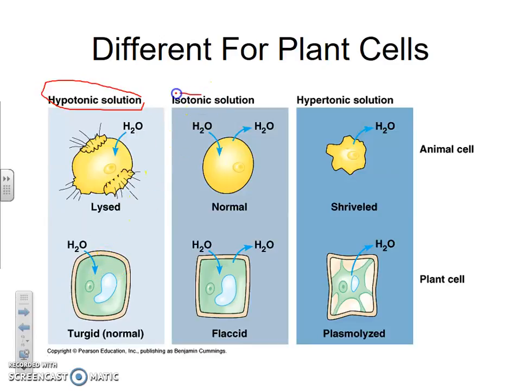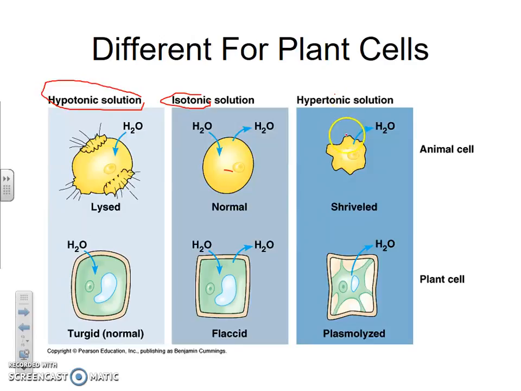Then we have isotonic solutions, and that's when the amount of stuff is the same on each side. That causes equal diffusion of water into and out of the cell. As a result, this is good for animal cells. Animal cells like this environment. Plant cells are not getting enough water in this environment. Their vacuoles aren't filled with water, so they become flaccid. And then last but not least, we have a hypertonic solution.